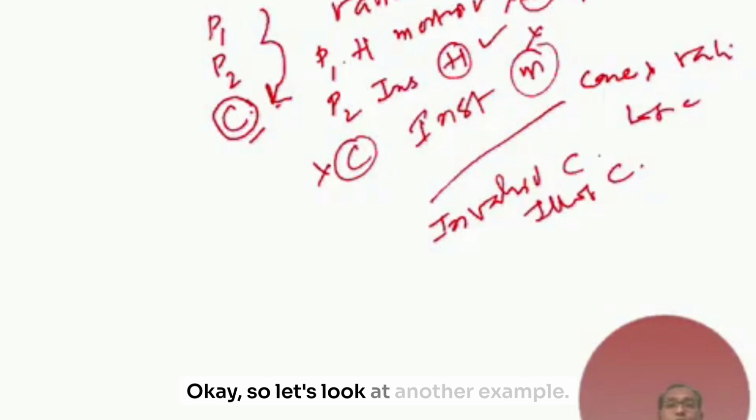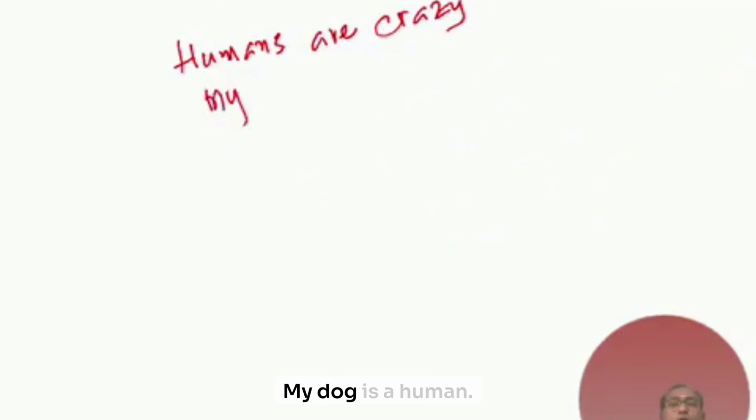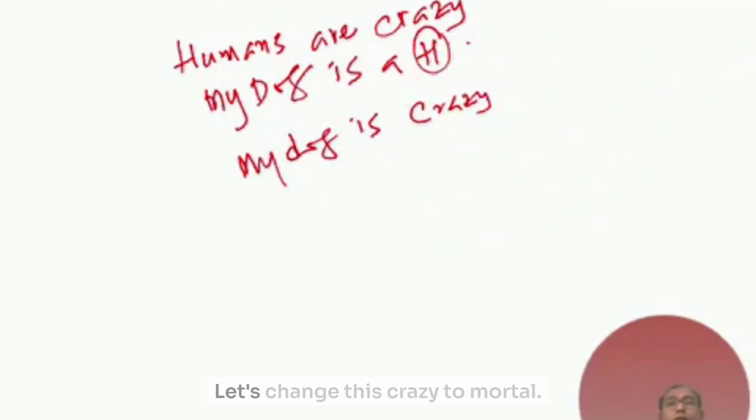Okay, so let's look at another example. Let's say the other example is that humans are crazy. My dog is a human. My dog is crazy. Let's change this crazy to mortal. Okay, or let's leave it like that. Okay, now is the conclusion valid?